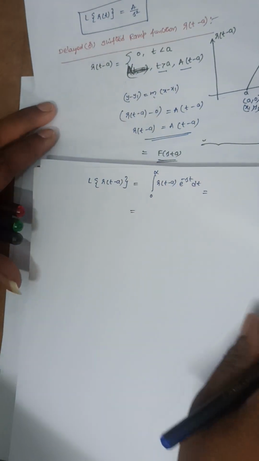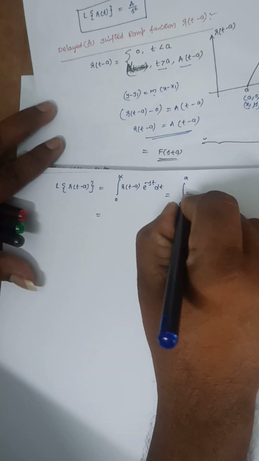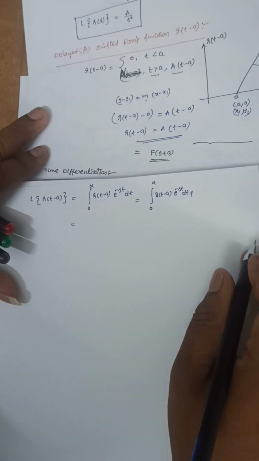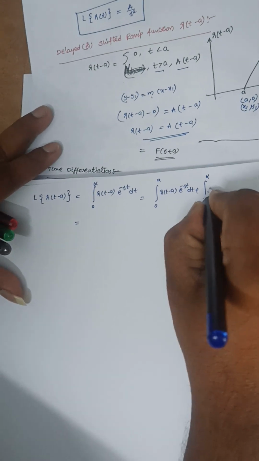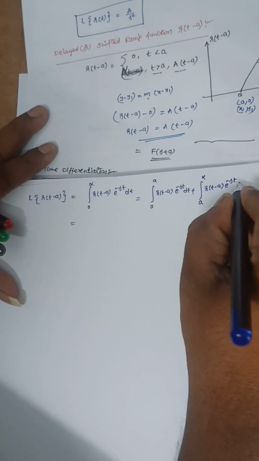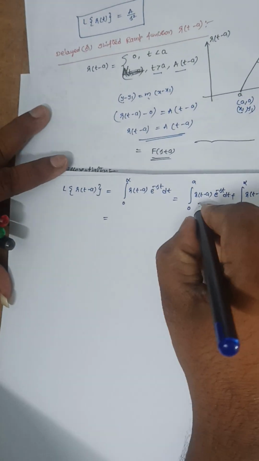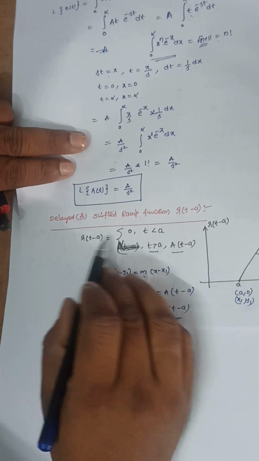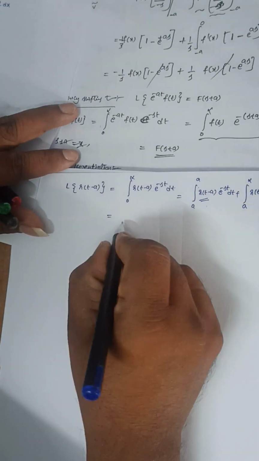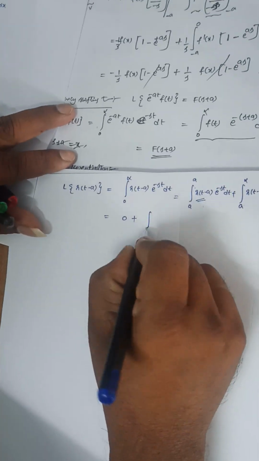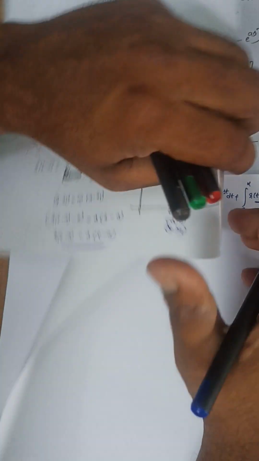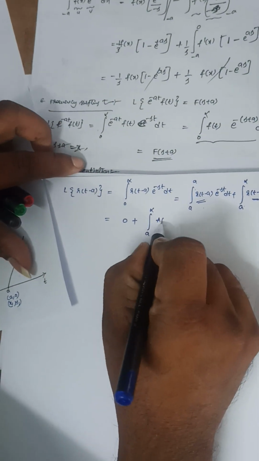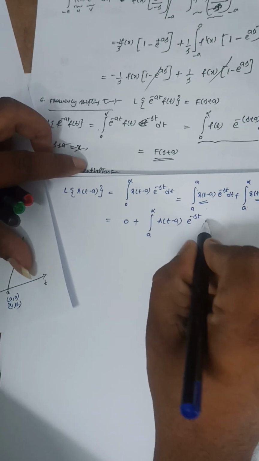So if I split this integration, it will become integral 0 to a of r of t minus a into e power minus st dt, plus integral a to infinity of r of t minus a into e power minus st dt. For t less than a, the value of r of t minus a is 0, so this integration will become 0. Plus this one, integral a to infinity: for t greater than a, r of t minus a is a into t minus a. So it is a into t minus a e power minus st dt.